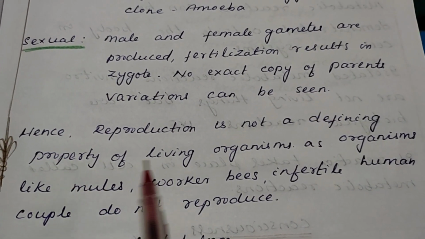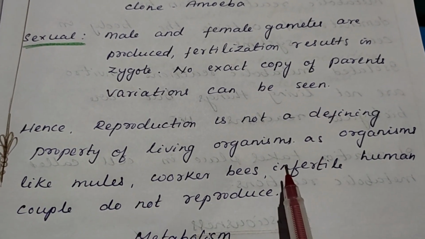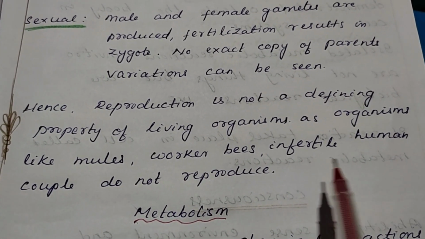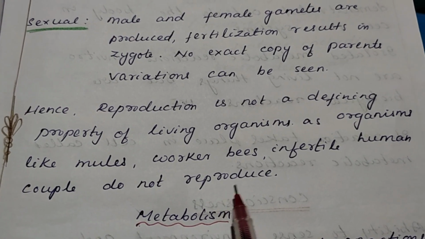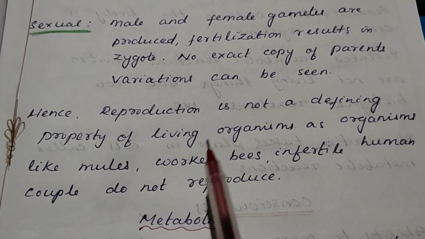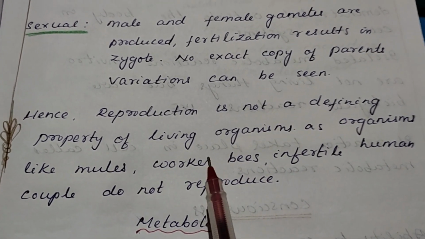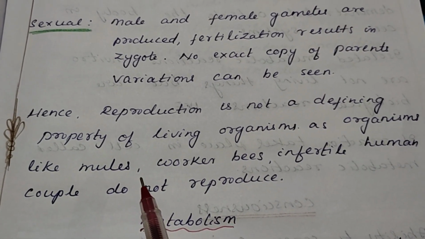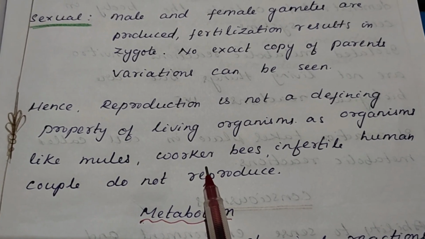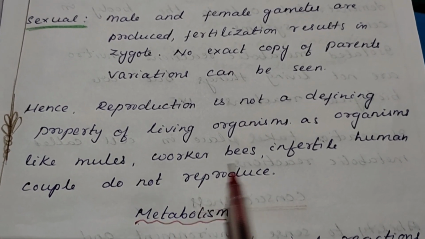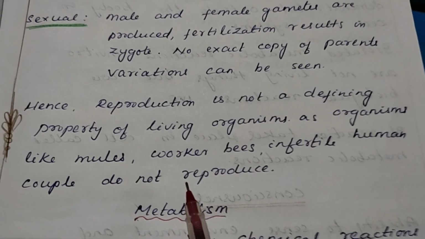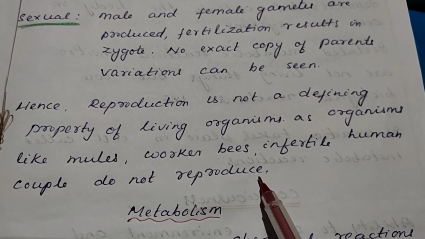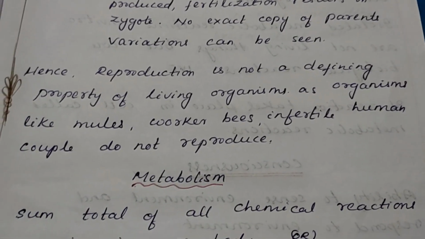So hence reproduction is not a defining property of living organisms, as organisms like mules, worker bees, and infertile human couples do not reproduce. So here reproduction is not a defining property. Why? Because some organisms like mules are infertile, they can't reproduce. Worker bees are also infertile, they can't reproduce. And infertile human couples also do not reproduce. So reproduction is a non-defining property of living organisms.